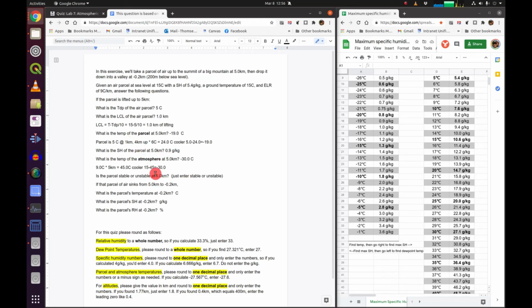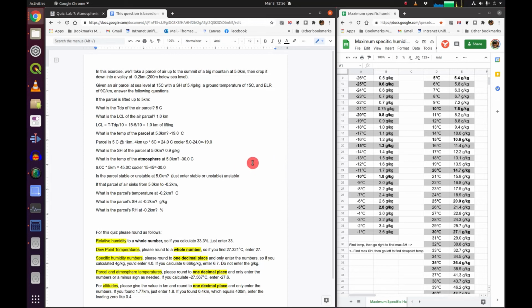Is the parcel stable or unstable? You just ask who's hotter, the parcel or the atmosphere. The atmosphere is negative 30. The parcel is negative 19. The parcel is hotter. Negative 19 is hotter than negative 30. So I'm just going to put unstable. So we're done lifting.